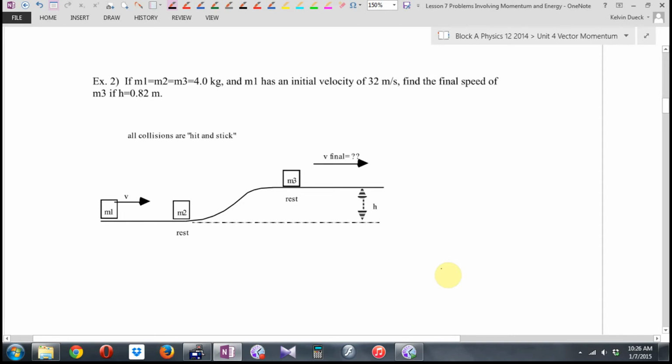Example 2. If mass 1 and mass 2 and mass 3 are all 4 kilograms, and mass 1 has an initial velocity of 32 meters per second, find the final speed of mass 3 if the height equals 0.82 and all collisions are hit and stick. Fancy word, inelastic.